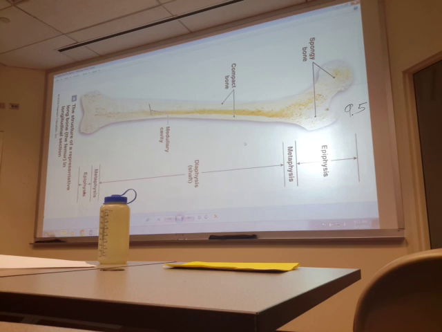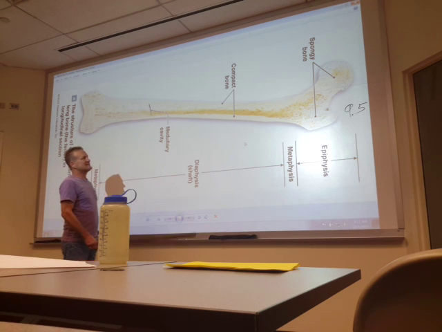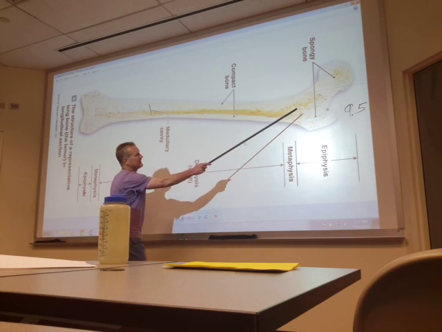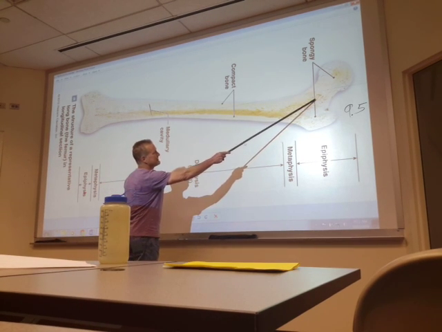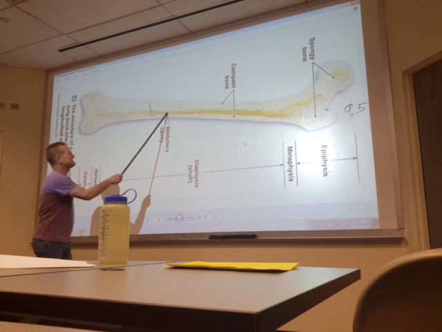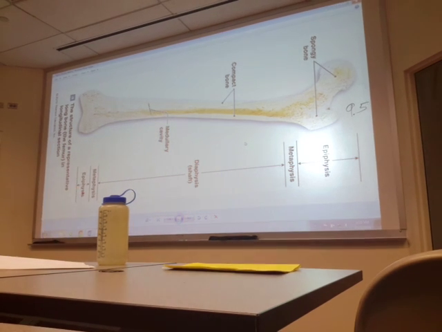So, superficially, we've got compact bone on both ends and in the shaft. It's what's deep that varies. In the epiphyses deep, we have spongy bone. In the diaphysis deep, we have a hollow cavity called a medullary cavity.